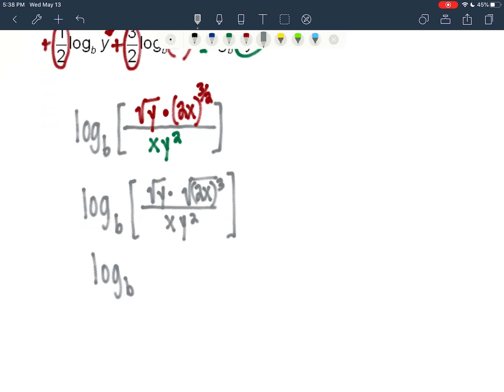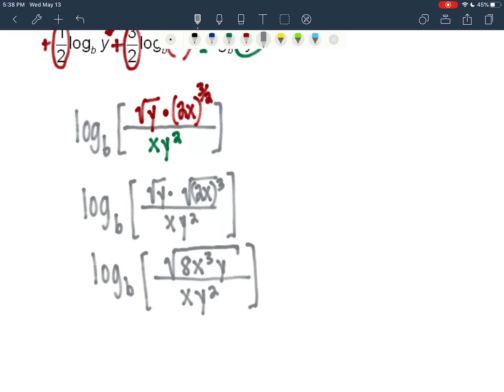Log base b, 2 to the 3rd power is 8, x to the 3rd power is x cubed. I have 2 radicals here, and when you multiply radicals, the radical becomes 1, and you just multiply the radicands. So I'll have 8x cubed y over xy squared. And that's a pretty good answer right there.